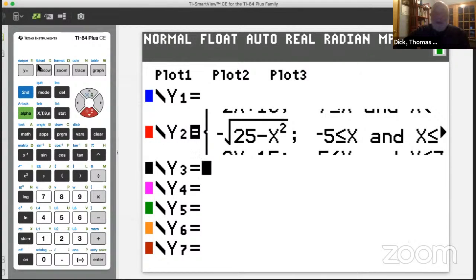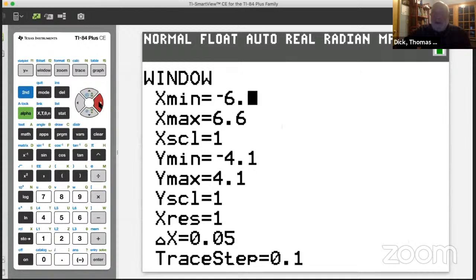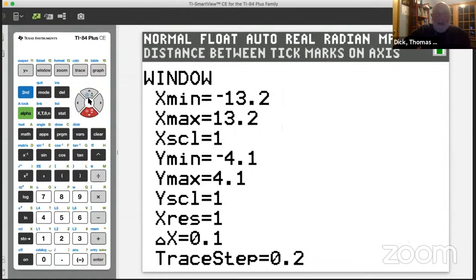So let me go to the window. I think I want it to be twice as big in both the X and Y direction. Just want to show you that, this X min, I could figure out what that is, but I could just multiply by 2. And it does that quick calculation for me. So if I just want to double the size of the window, I'll just do that now for Y min and Y max.